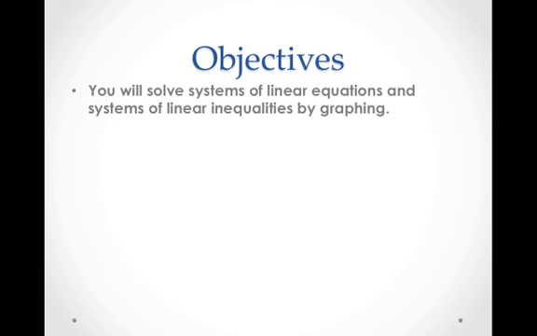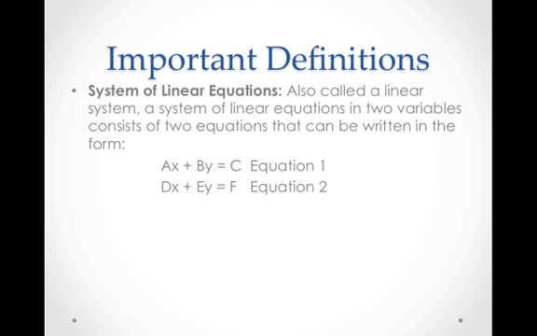Lots of graphing today. Okay, some important definitions. A system of linear equations, also called a linear system, is a system of linear equations in two variables consisting of two equations that can be written in the form ax plus by equals c. That's standard form of the equation of a line, and that would be equation 1. And then dx plus ey equals f for equation 2.